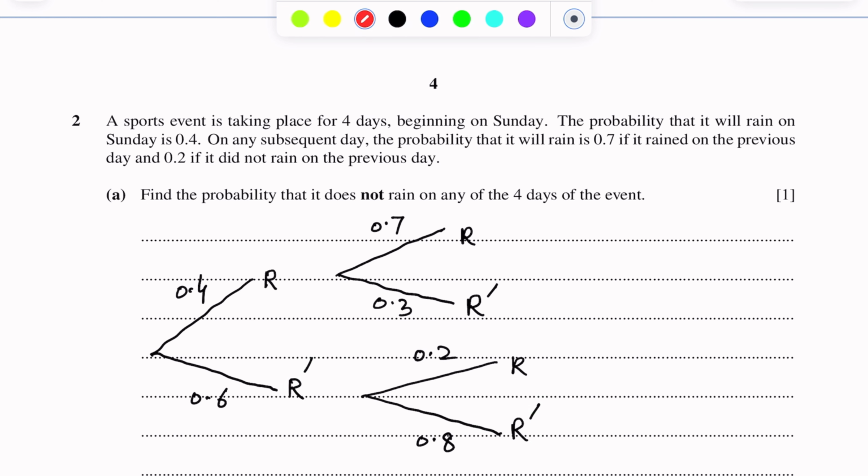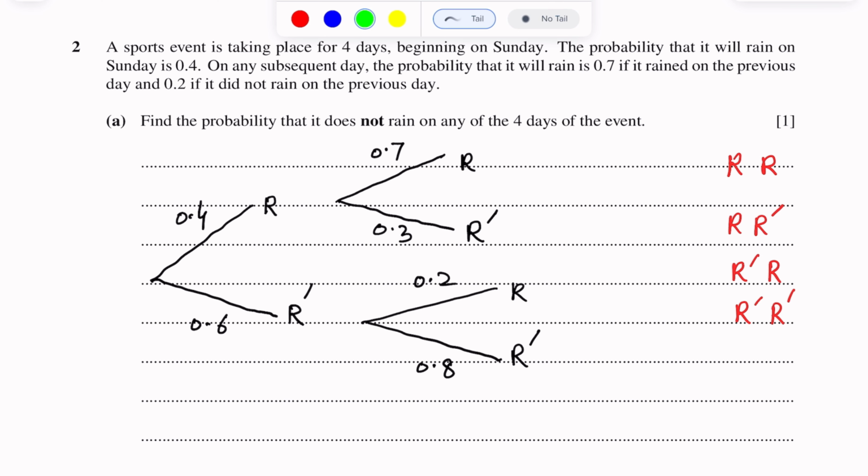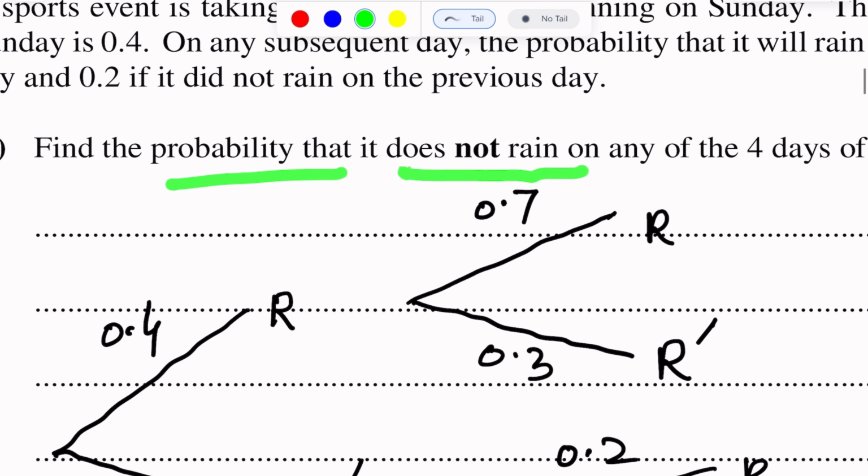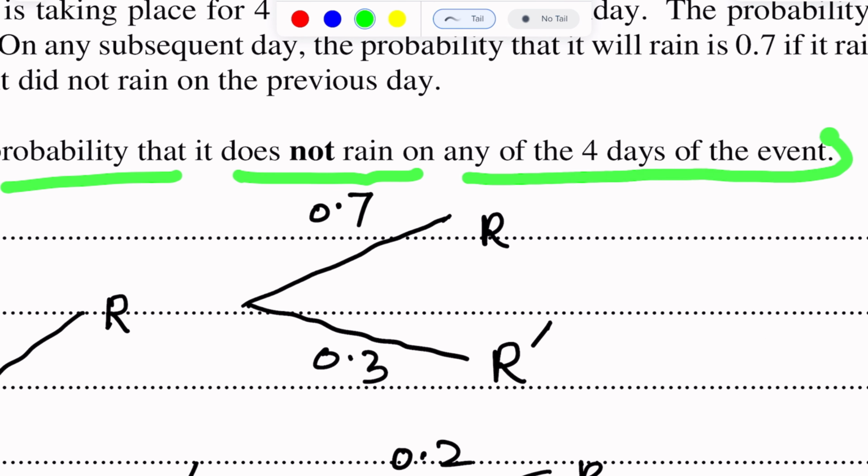So we are writing here probabilities are R dash, R dash, R dash, R dash. But we have to find, part A is find the probability that it does not rain on any of the 4 days of the event.